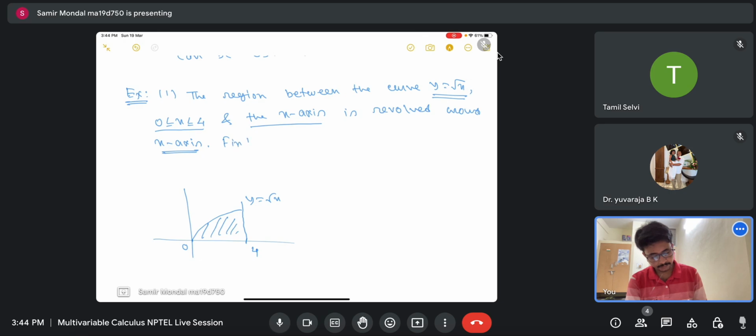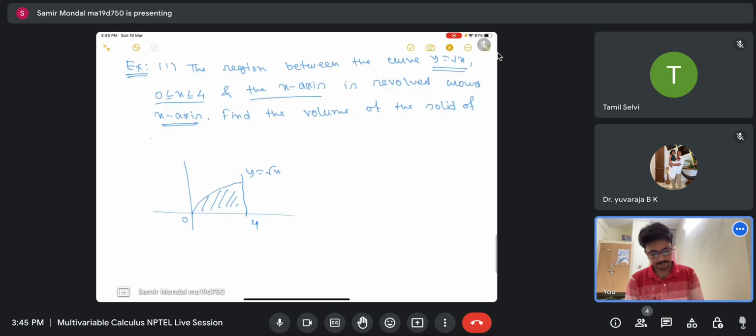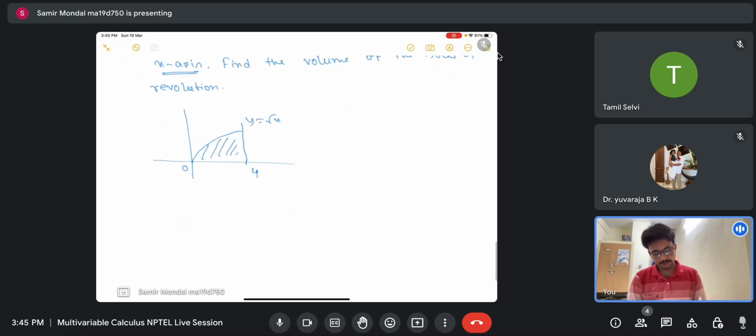Find the volume of the solid of revolution. So what is our formula?